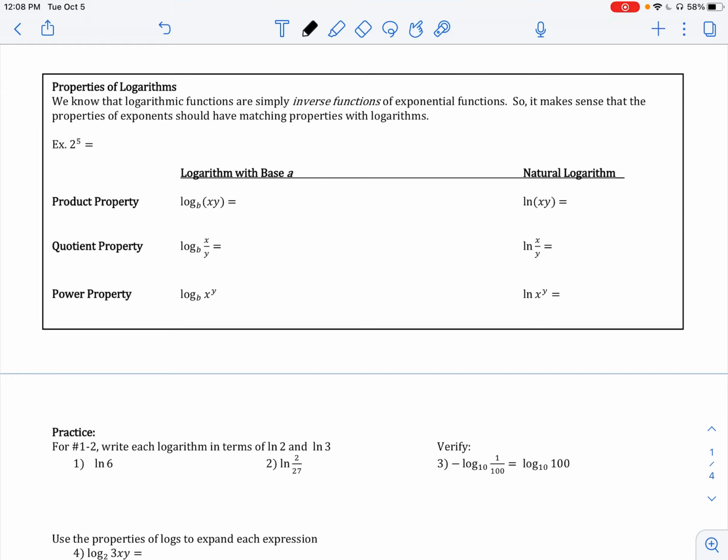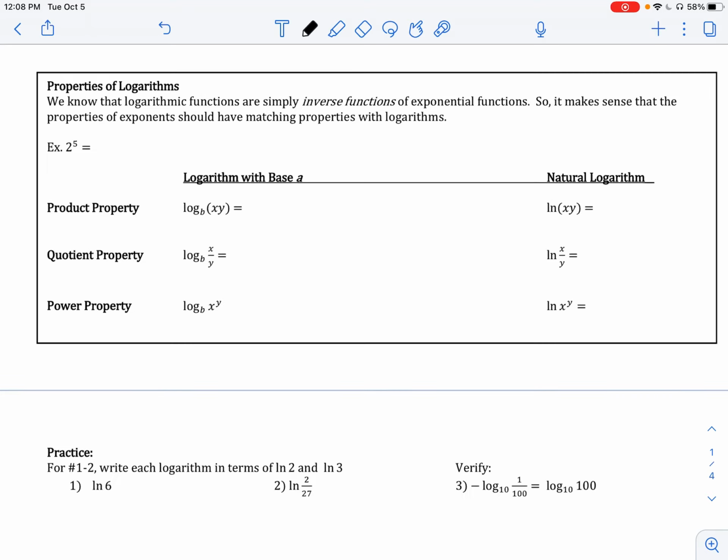And to start off, I want to remind you that logarithmic functions are simply inverse functions of exponential functions. So it would make sense that the properties of exponents should have matching properties with logarithms. So let's take a look at an example of this.